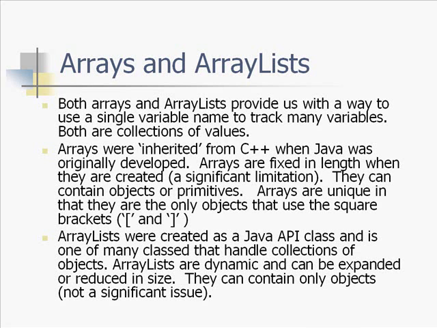Array lists, on the other hand, were created brand new as a collection. They're part of the Java API, and it's one of many classes that handle collections of objects. They're dynamic. You can add to the list, you can take away from the list, in addition to quite a few other things.